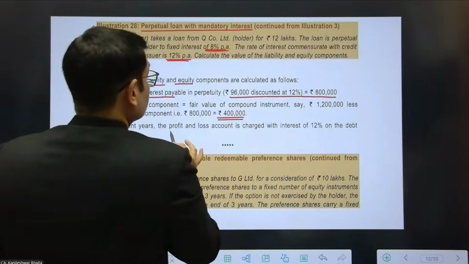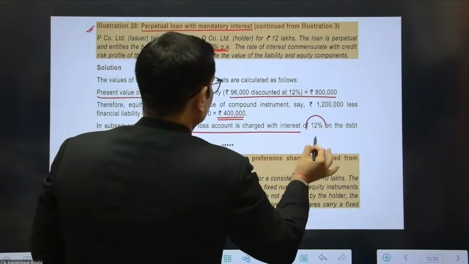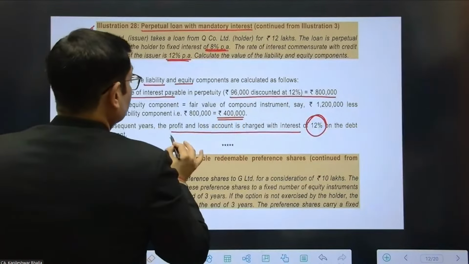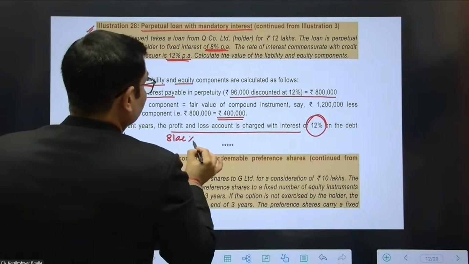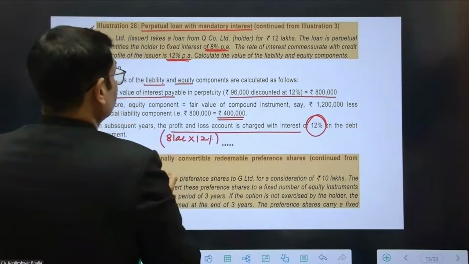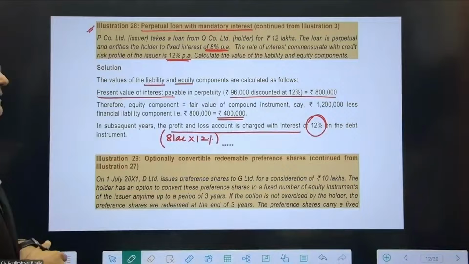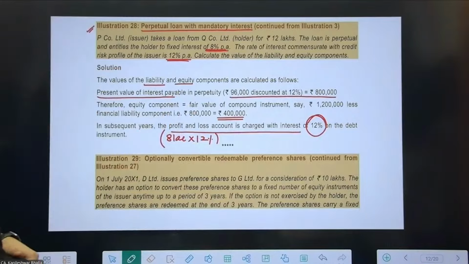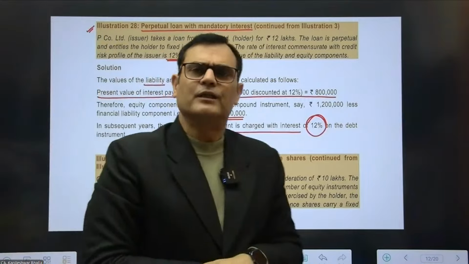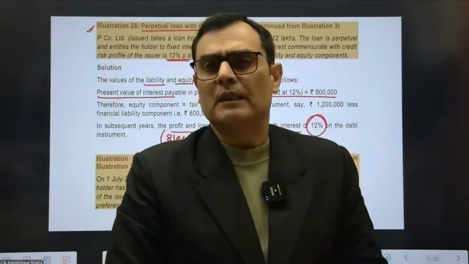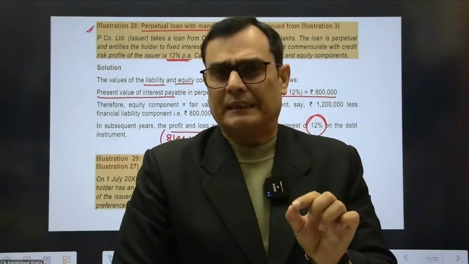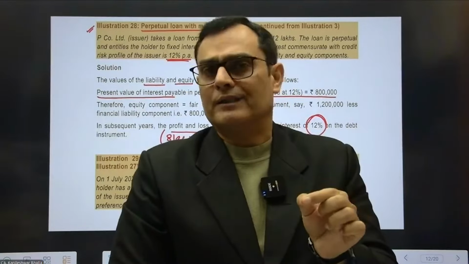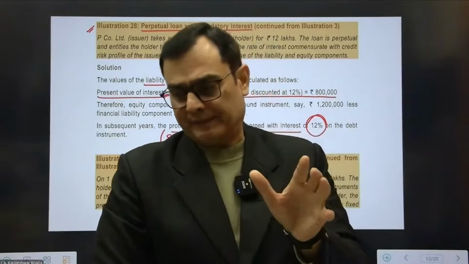In subsequent years, the profit and loss is charged with the interest of 12% on the debt. As I said, the interest is going to be on that 8 lakhs at the rate of 12%. The interest is not 12 lakhs into 8. This is the interest which will be charged in the P&L. You'll get more clarity of thoughts regarding this when we come to Ind AS 109, when we'll study in detail the concept of EIR, that is, effective interest rate as well.